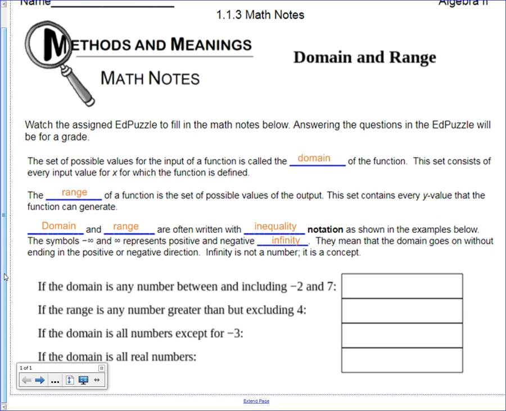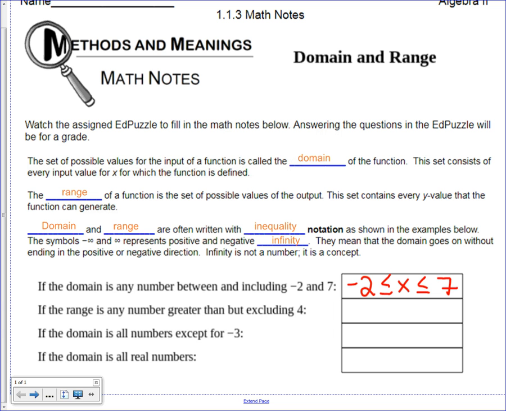So a couple examples of domain and range. If the domain is any number between and including -2 and 7, we would write the domain as -2 is less than or equal to x, which is less than or equal to 7. So it's telling us that the domain is between -2 and +7, including both of those numbers.